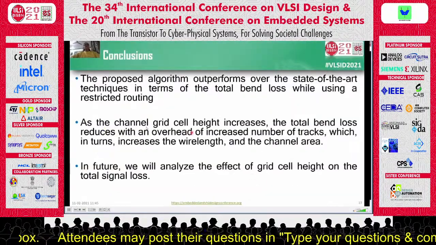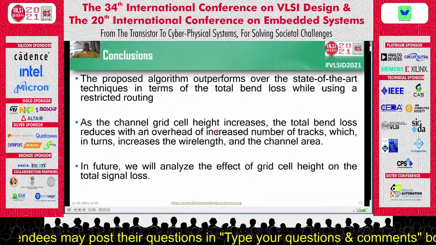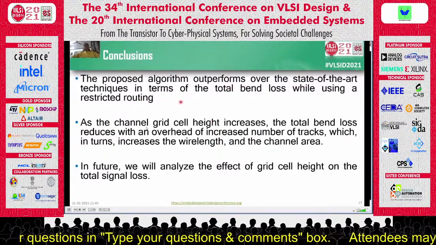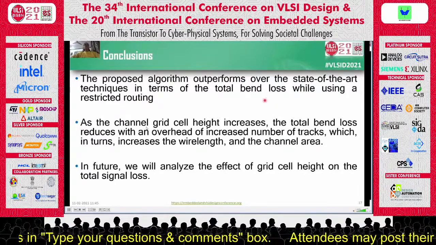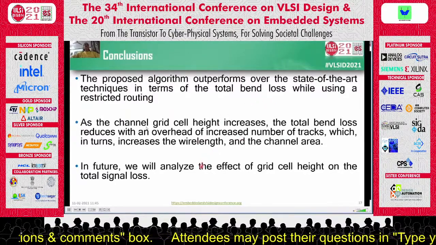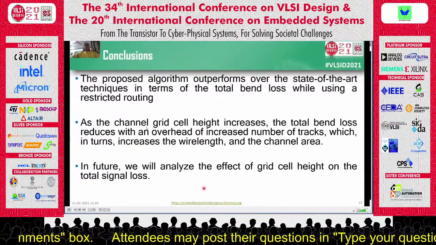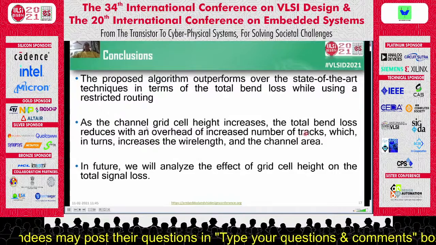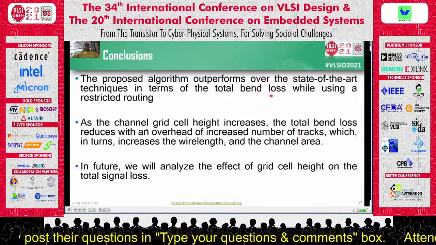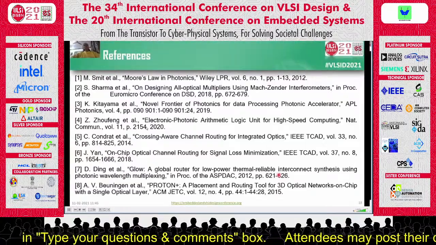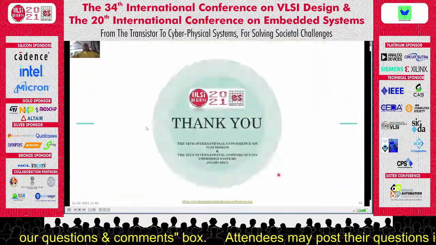So this is the conclusion of our work, where the proposed algorithm outperforms the state-of-the-art technique in terms of total bend loss. However, it comes with an overhead of an increased number of tracks, and in future we are trying to find an optimal solution that reduces both the number of tracks and total bend loss by varying the cell grid height. So these are the references of our work.